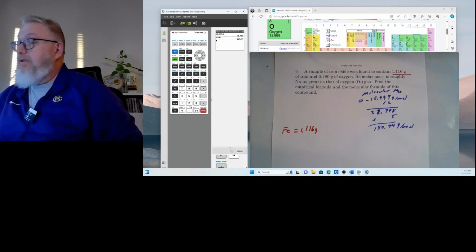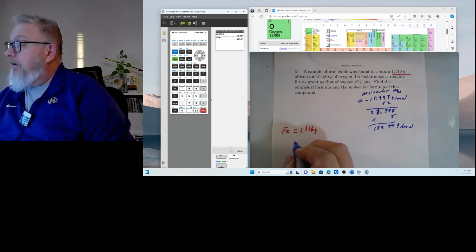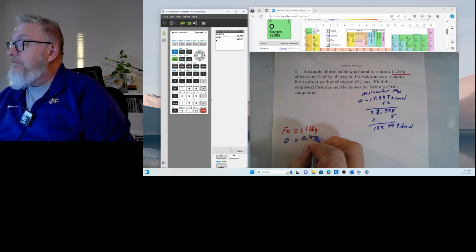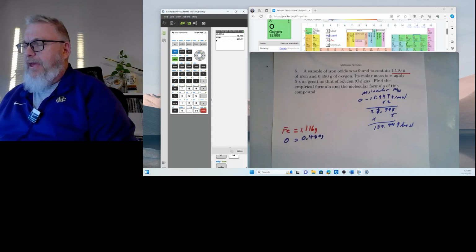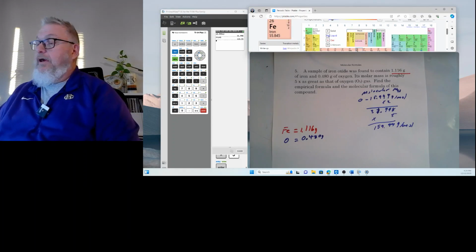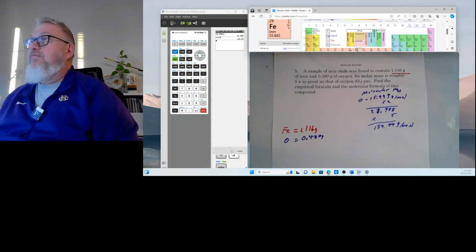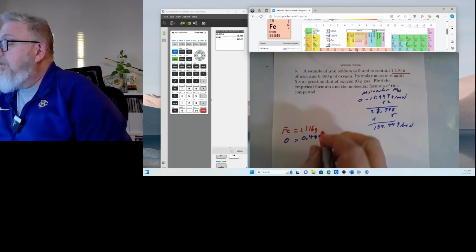Oxygen is 0.480 grams. Okay, so I've got the masses of that actual compound. So now I've got to find the molar mass. I'm going to go up here to iron, and this periodic table tells me that the molar mass for iron is 55.845 grams per mole.